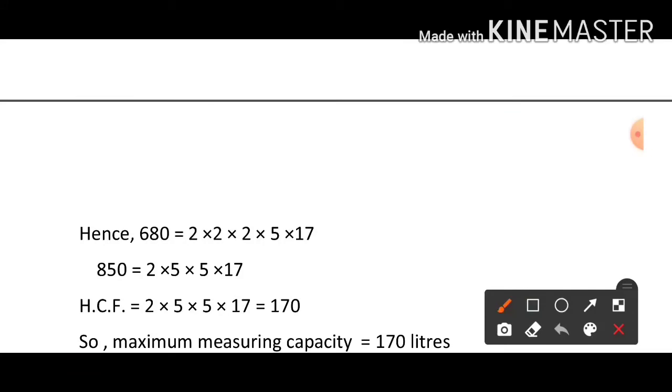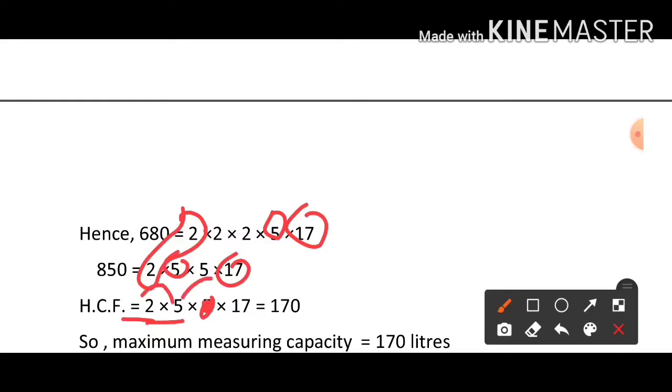You can see the highest common factor is here: 2 is common in both, so you have to write it 1 time. After that 5 is common, so then 5. Then here you can see 17. 17 is also common in both, so here only one 17 will come. So 2 into 5 into 17 are the common factors in 680 and 850. Now multiply: 2 fives are 10, 10 seventeens are 170.